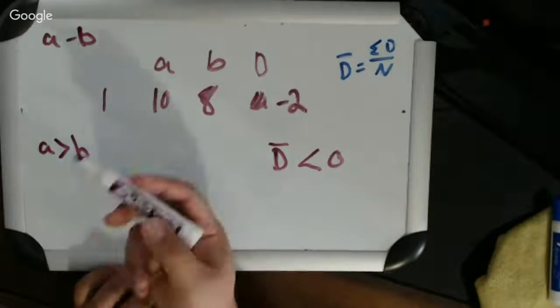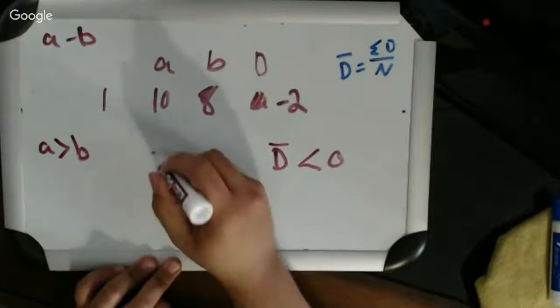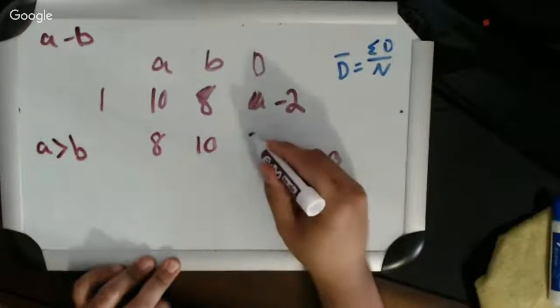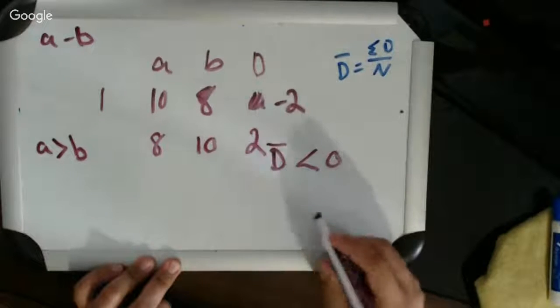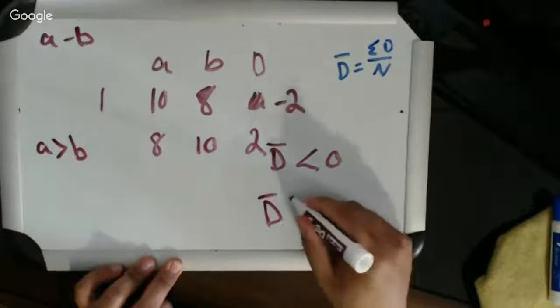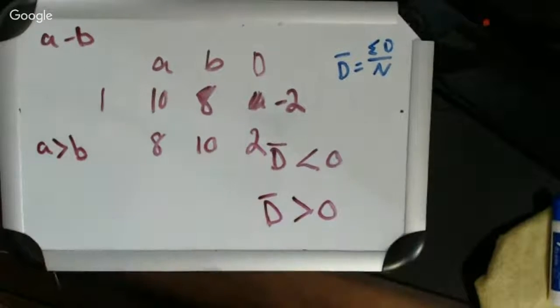If we predict the opposite, that B is going to be better than A, then we would predict this is 8 and that's 10, and we get a difference score of 2. So in the other direction, we would presume an average difference score that's greater than 0, which tells us that B is doing better than A.